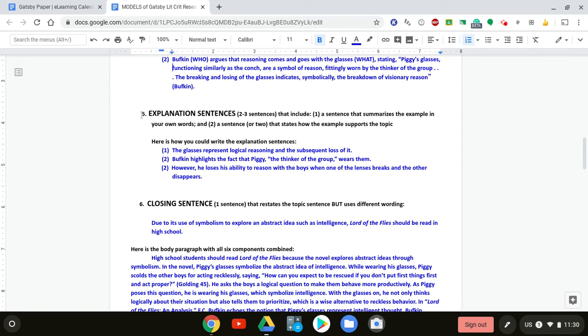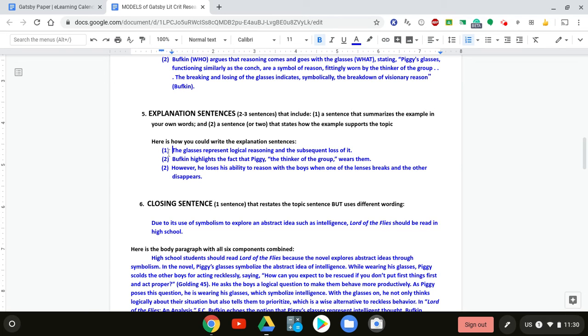Next part would be explanation sentences, 2 to 3 sentences that include a sentence that summarizes the example in your own words, and a sentence or two that states how the example supports the topic. And again, we have the 1 and 2s that are corresponding to the directions here. Here's how you could write the explanation sentences.